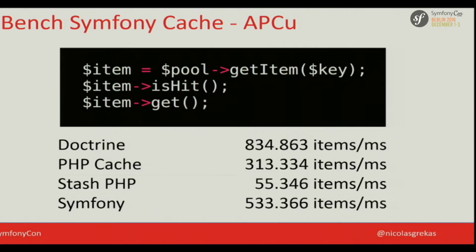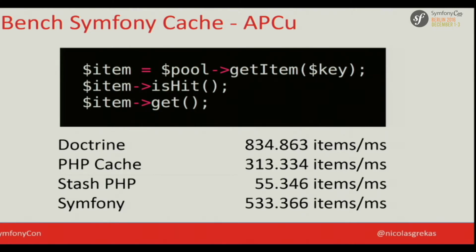Okay, we love numbers, so here are some numbers. On a typical scenario, fetching items from the cache, checking if it's warm, and getting the value. The code is different, of course, on Doctrine cache, but it looks the same. Doctrine is able, on my setup, which doesn't mean anything really, to do 800 items per millisecond. In PHP, one page is more than 1 millisecond. So in 1 millisecond, you are able to fetch 800 items with Doctrine, which is, I guess, enough for most use cases.